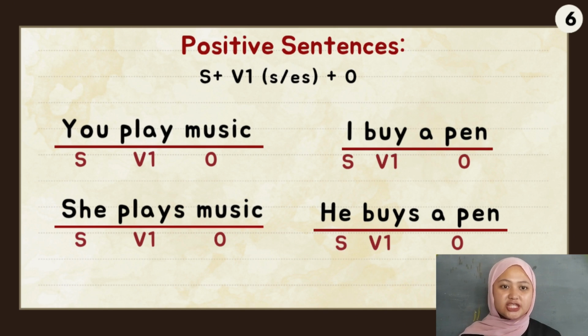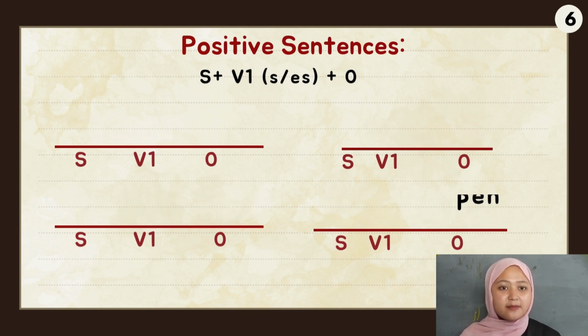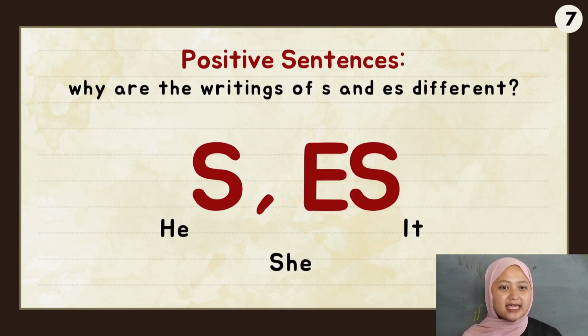Please pay attention to the top and bottom sentences. Is there a difference? Well, there is a difference. The top sentences do not use s, while the bottom sentences use s in the verb. The question is, why don't the sentences above use s and es? Okay, the answer is because the use of s and es is only for the subject he, she, it.